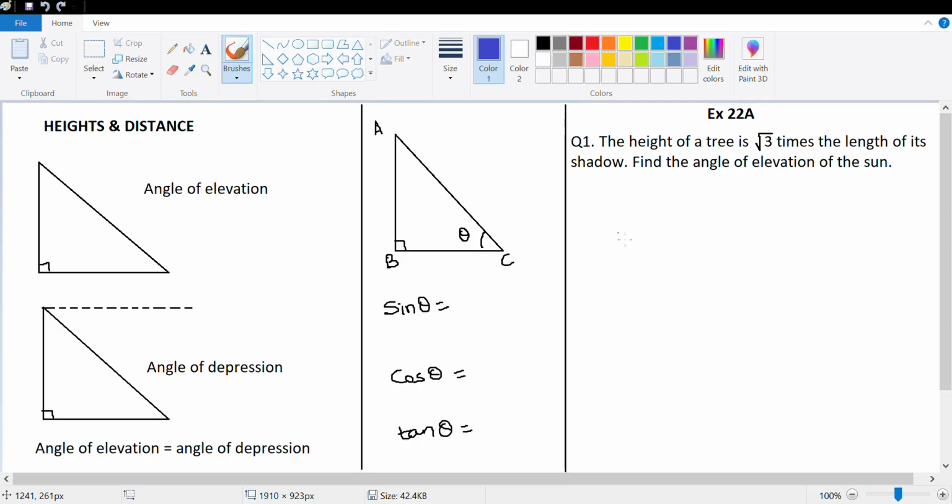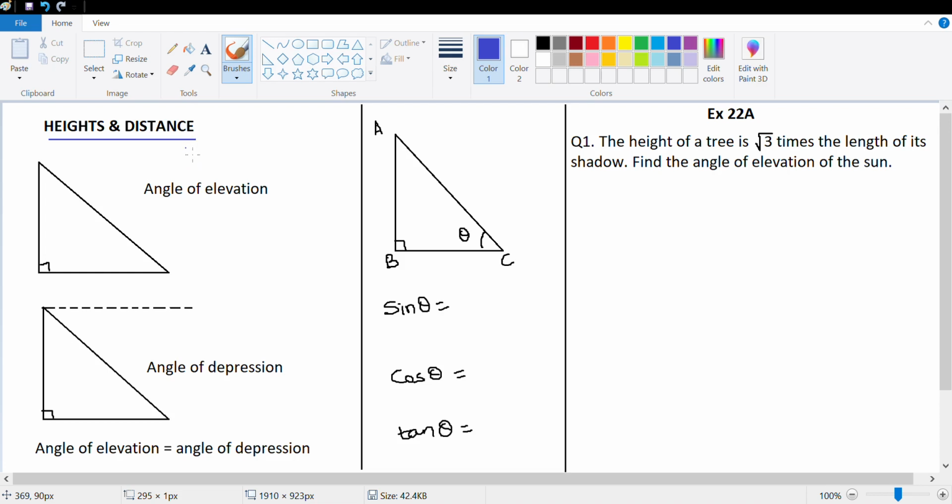Hi guys, let's start a new chapter. This new chapter is called Heights and Distance. This chapter is very closely related to the previous chapter that we just finished, trigonometrical identities and trigonometry. So let's look at how we can use trigonometry to find heights and distance between objects.